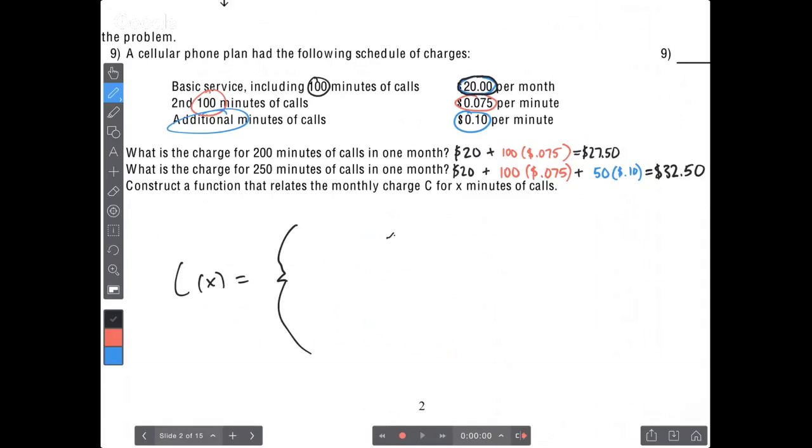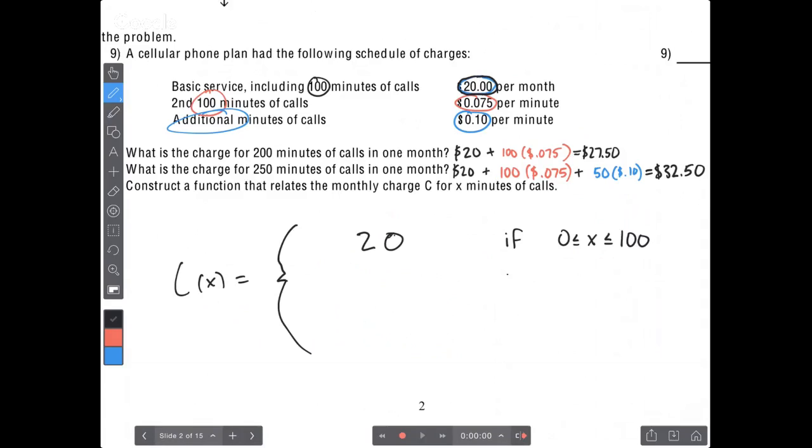I'm going to say the first one is if 0 less than or equal to X less than or equal to 100 minutes. A couple things to note. I'm saying X could be equal to 0 because I think if you never use minutes but still have a plan, you probably still have to pay the 20 bucks. And since it's including 100, I said less than or equal to again here for 100. And the cost here for those 0 to 100 minutes is just 20 bucks.